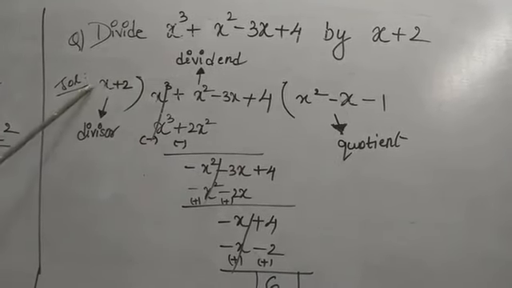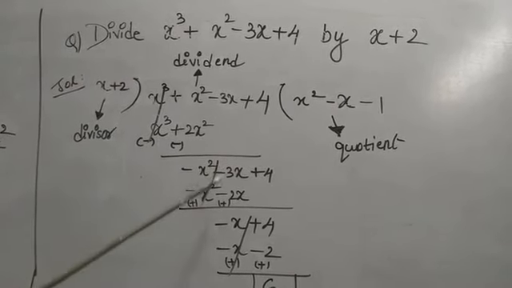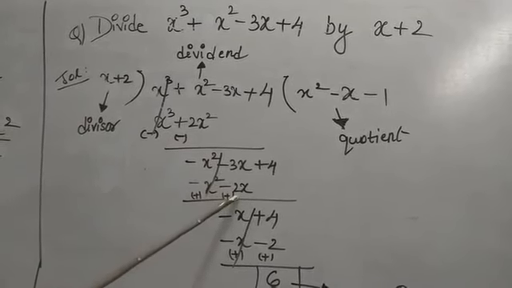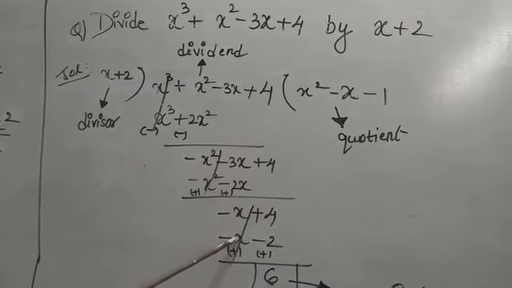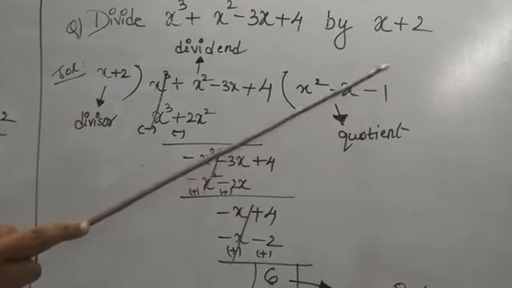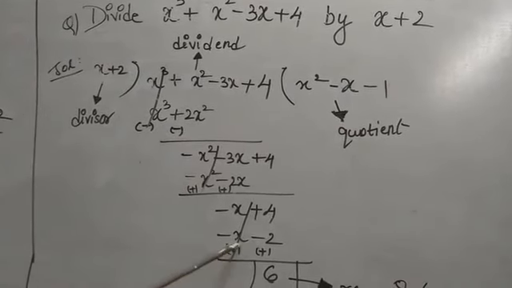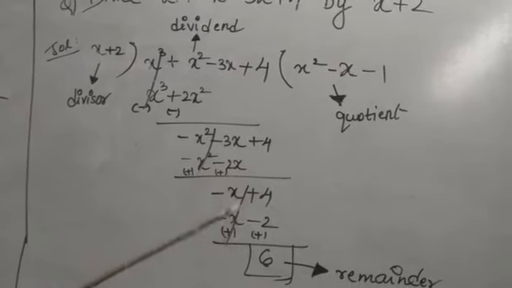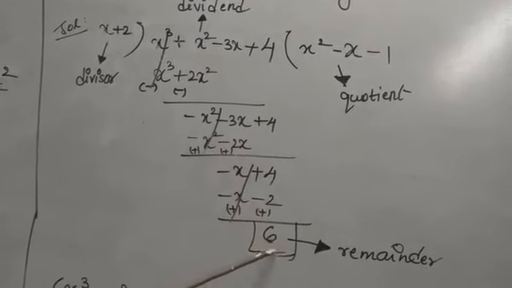So minus x into x is minus x square, minus x into plus 2 is minus 2x. Again if you subtract, x square minus x square is cancelled, minus 3x plus 2x, you will get minus x plus 4. Here again it is minus x, and to get minus x, we need to multiply with minus 1. So the last step is multiplying with minus 1. So minus 1 into x is minus x, minus 1 into 2 is minus 2. If you do the subtraction, minus x and plus x will be cancelled. Plus 4 and plus 2 become 6. So this is the constant.